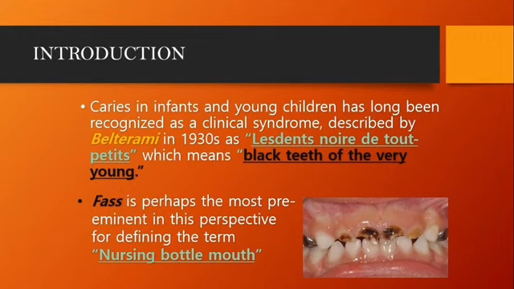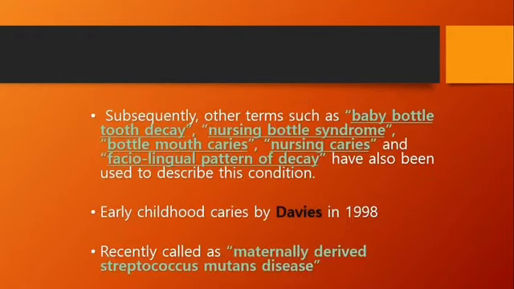Caries in infants and young children. Although it sounds redundant, let's revise this once. Caries in infants and young children has long been recognized as a clinical syndrome described by Beltrami in the 1930s as "les dents noires des tout petits," which means black teeth of the very young. Fass is perhaps the most preeminent in this perspective for defining the term nursing bottle mouth. Subsequently, other terms such as baby bottle tooth decay, nursing bottle syndrome, bottle mouth caries, nursing caries, and facial-lingual pattern of decay have also been used to describe this condition.